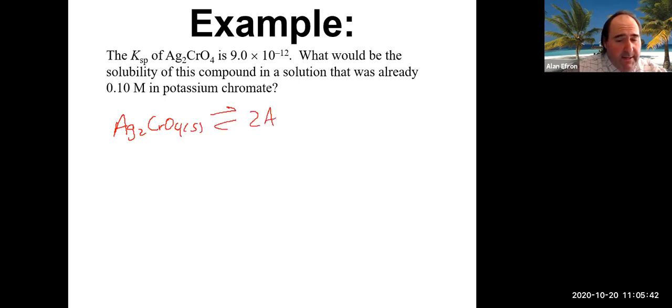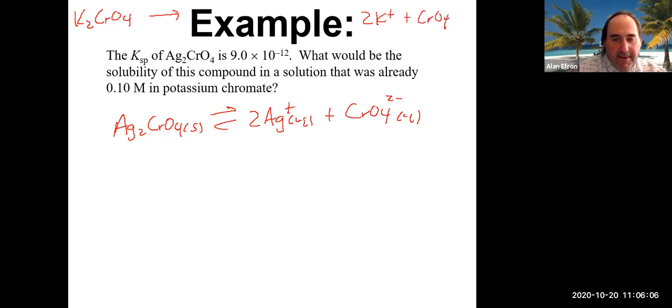Again, when this breaks apart, we do get a couple of silvers, and we get a chromate with a minus two charge. And potassium chromate is K2CrO4. So when that breaks apart, look on the other side of it, we get two potassiums and a chromate over here. Obviously, our chromate here is our common ion. When we want the concentration of just the chromate, it is a 1:1 relationship, so the concentration of the chromate here would be 0.1. The potassium would be 2 times 0.1, but we don't really need it here.